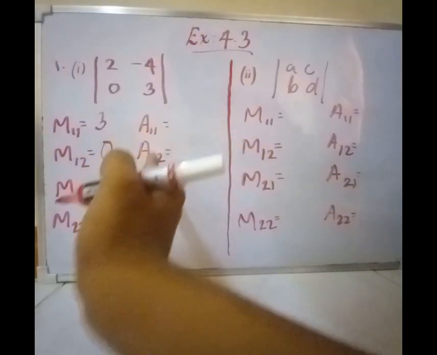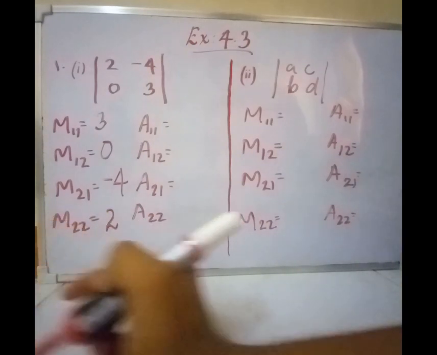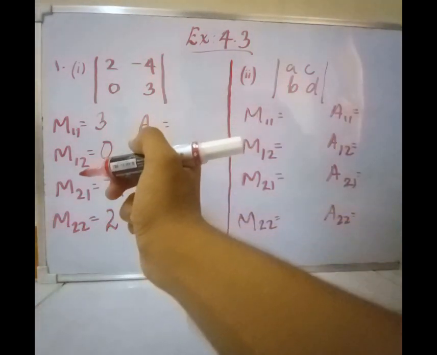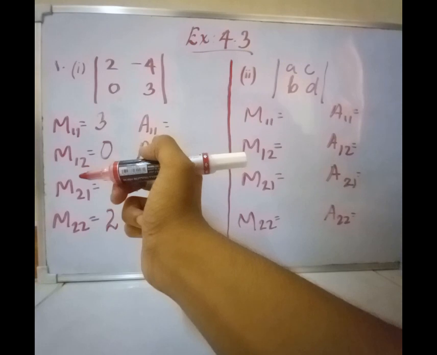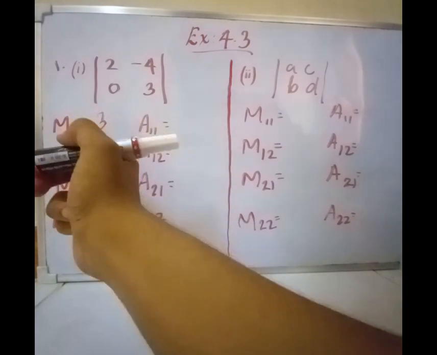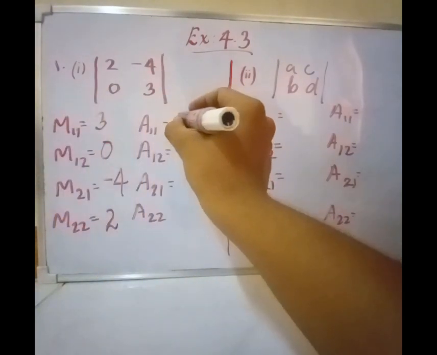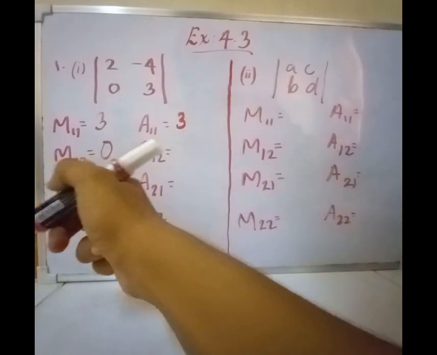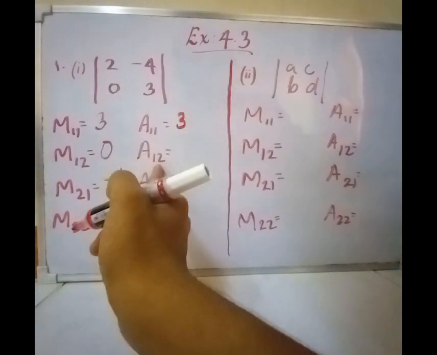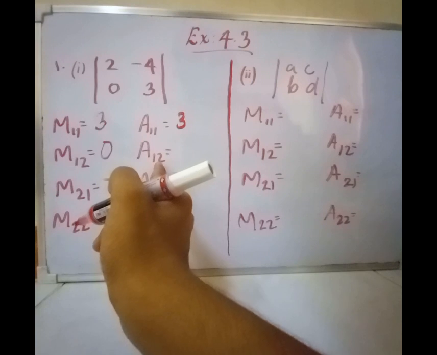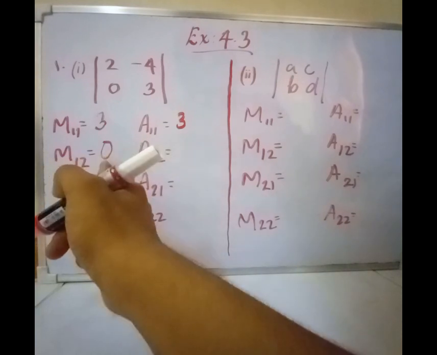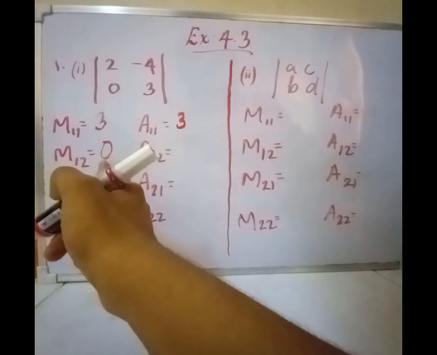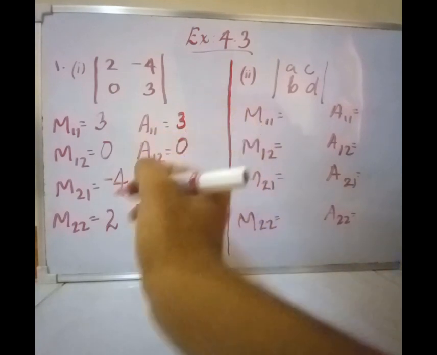Now A11 and all, it's very simple if you found out the minors. So first what we have to do, check what is 1 plus 1. It's 2, it's an even number. So you have to just write the minor itself. So M12, you check, 1 plus 2 is 3, it's an odd number. But when you multiply minus with 0, the minor, you will get the same result, 0 itself.